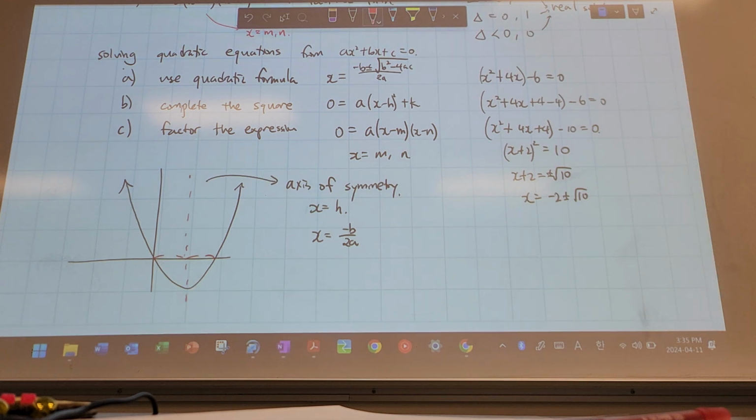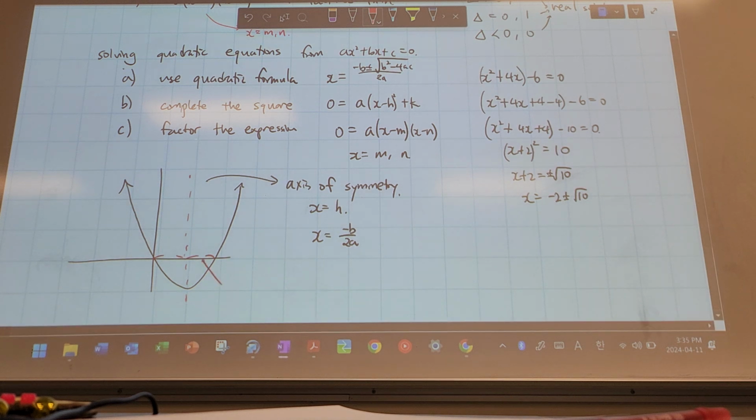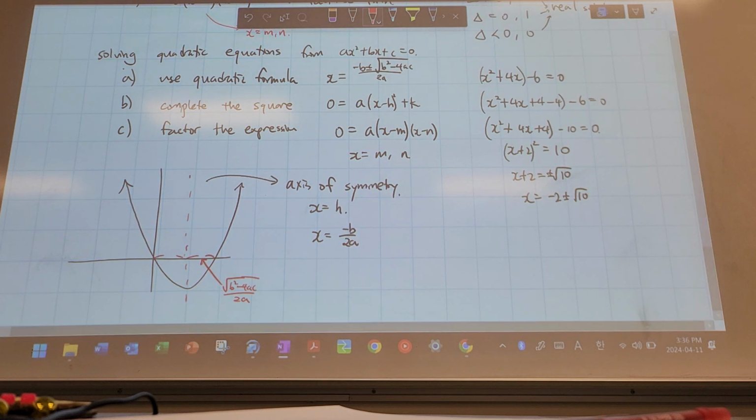And actually, if you measure that distance, it's going to be, you don't have to know this, square root of b squared minus 4ac over 2a. Right? So from the axis of symmetry, you do plus square root of b squared minus 4ac over 2a, and that is the one x-intercept. And if you do minus that, that's another x-intercept. No one measures that distance like that, though. So don't worry about it.